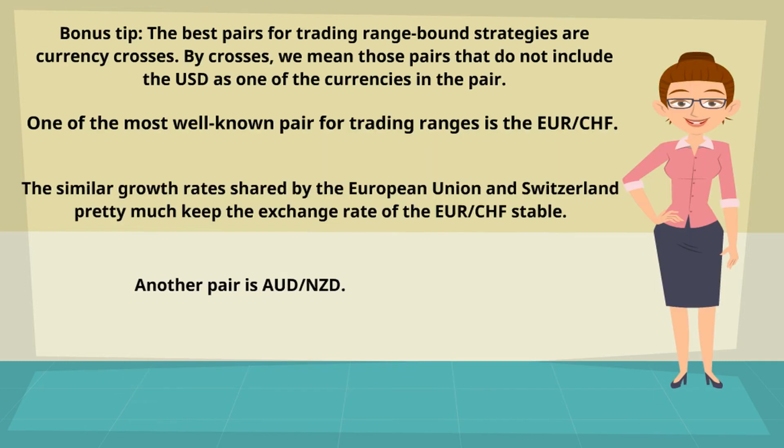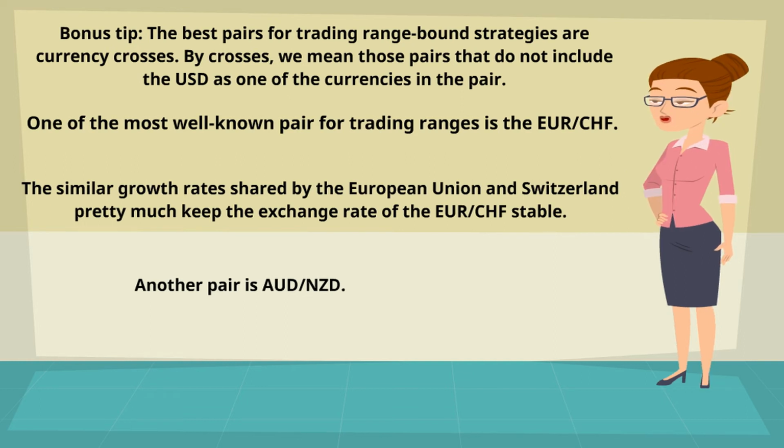Bonus tip: the best pairs for trading range-bound strategies are currency crosses. By crosses, we mean those pairs that do not include the USD as one of the currencies in the pair. One of the most well-known pairs for trading ranges is the euro to Swiss franc. The similar growth rates shared by the European Union and Switzerland pretty much keep the exchange rate of the euro to Swiss franc stable. Another pair is Australian dollar to New Zealand dollar.